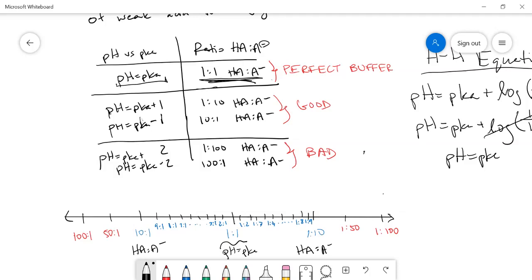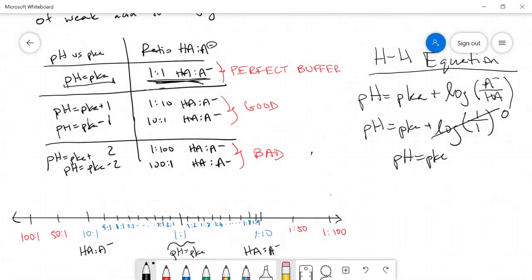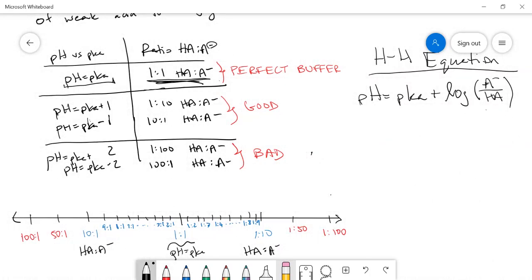And now you might ask yourself, how do I know I'm at that range where I have a 1-to-10 or 10-to-1 ratio? Again, you can always go back to the Henderson-Hasselbalch equation. I'm just going to do it for the example of, let's say our pH is 8 and our pK is 7. So I'm doing this example right over here.